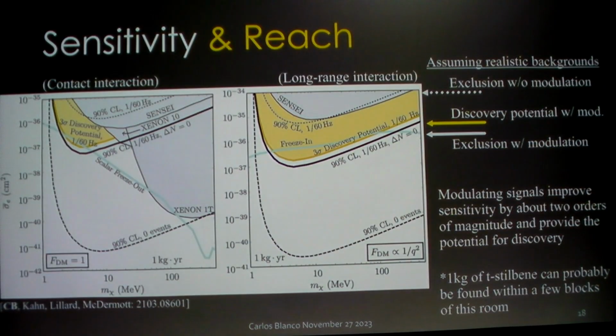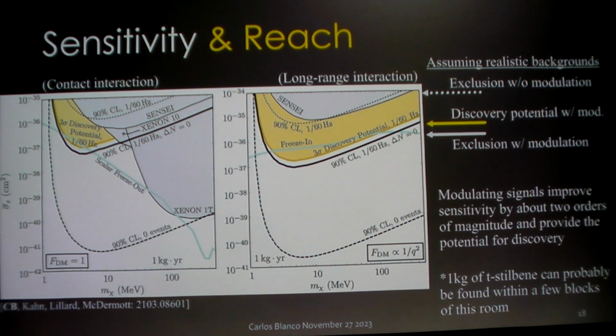And so what does this buy you? Well, say you had a crystal and you totally ignored daily modulation, right? Say you were just looking at the paint can and trying to do cuts based on rates. Well, for a 1 kilogram crystal, you would have sensitivity at these dashed lines. In looking for your daily modulation, you essentially get sensitivity improvements by 2 orders of magnitude. Okay? So that's this black line. And not only that, since it's a verifiable signal, you have an actual discovery potential, not just an exclusion sensitivity. And so that's great.